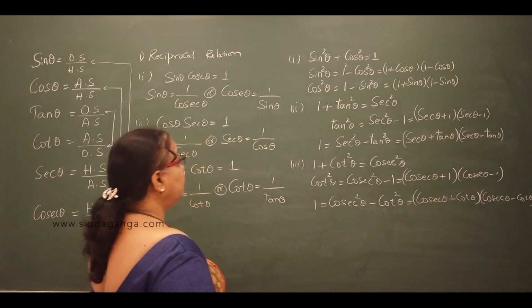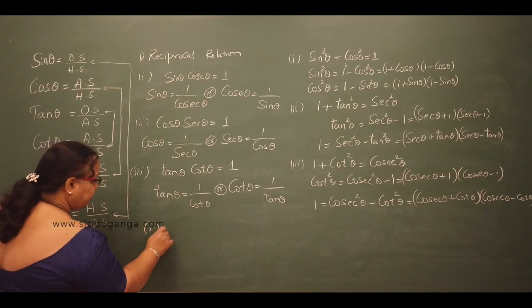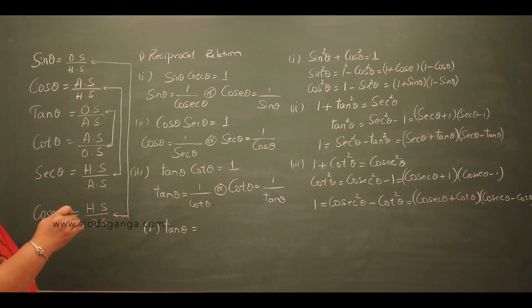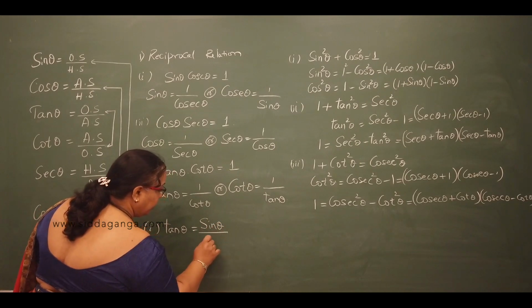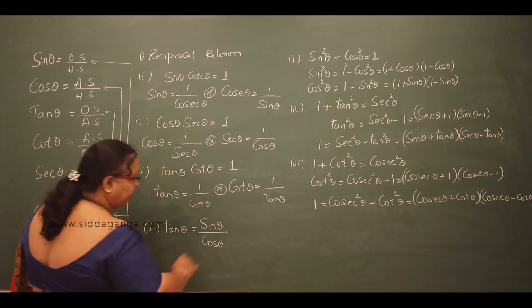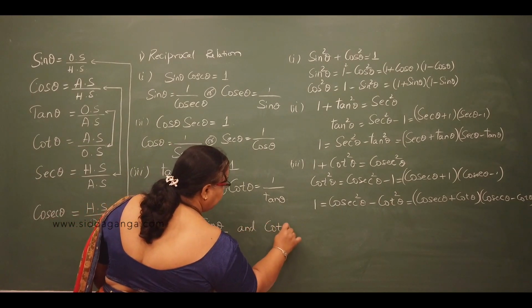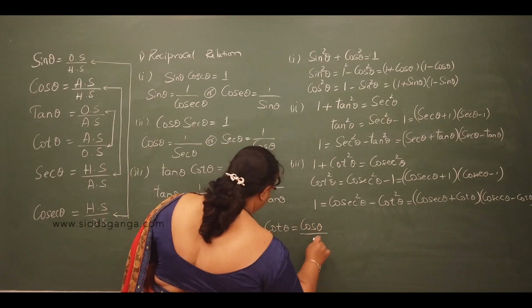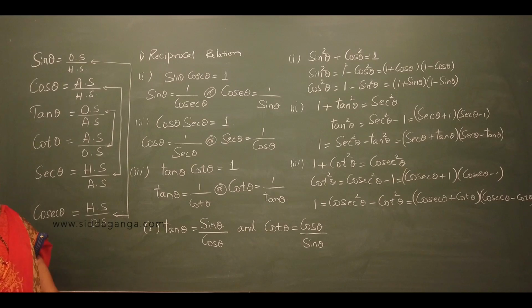And also we have the other two relations, that is we can express tan theta in terms of sine and cos ratio. That is tan theta is equal to sine theta divided by cos theta, and cot theta, which is the reciprocal of tan, can be expressed as cos theta divided by sine theta. So these are the basic trigonometric functions.